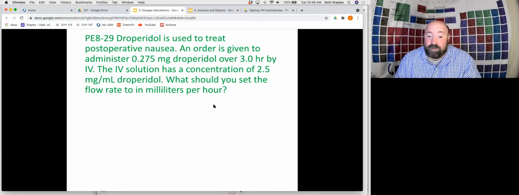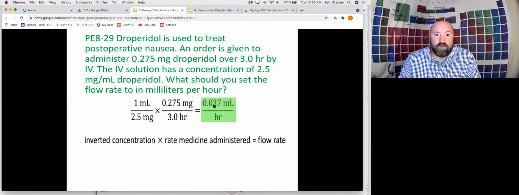So again, this is something that might be a very important thing to know how to do. Nurses, PAs, different people in hospitals are setting up IVs all the time. And so this is something that you might legitimately have to do, is set the flow rate of the IV. And so here we can see this calculation, we have our inverted concentrations. So eventually we want units of milliliters per hour, so we're going to want our milliliters up top. So our inverted concentration, there's our 2.5 milligrams per milliliter, but we invert that so that milliliters is on top per 2.5 milligrams. Here's the rate that the medicine is administered at.